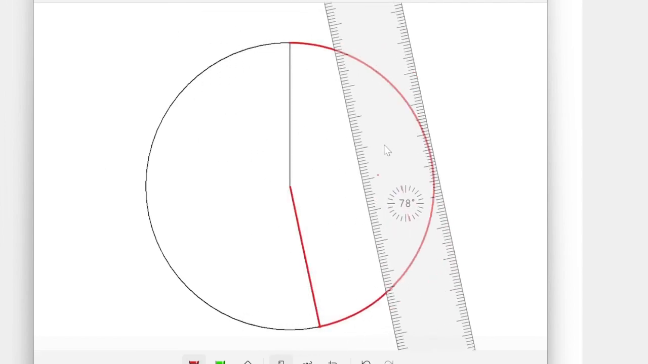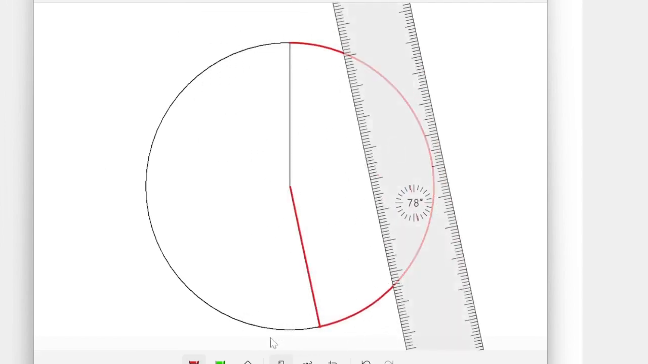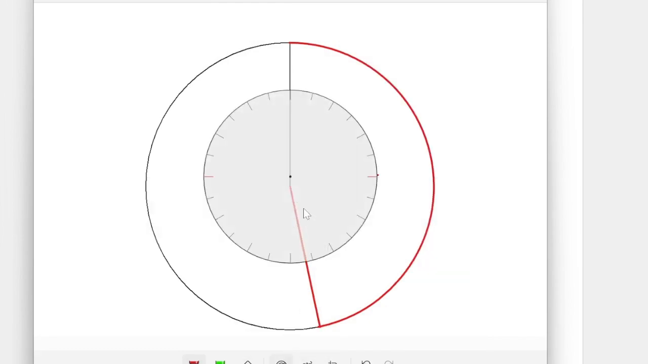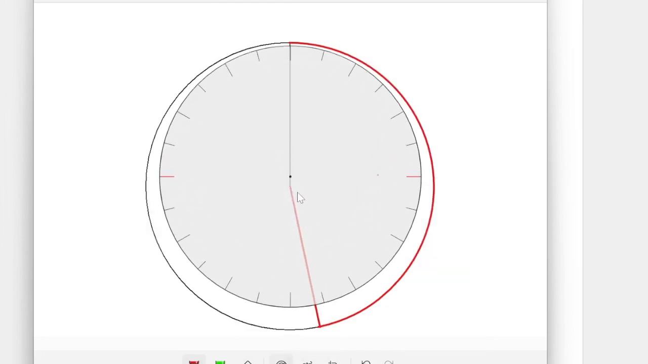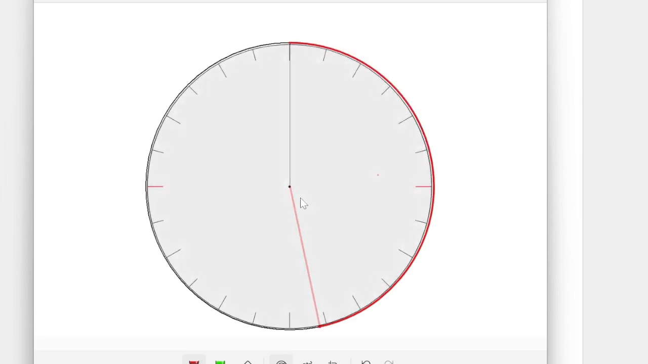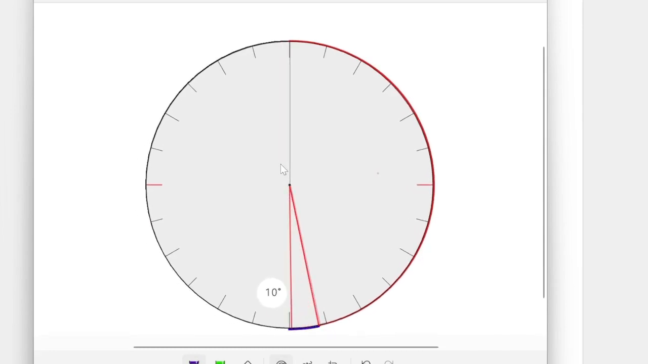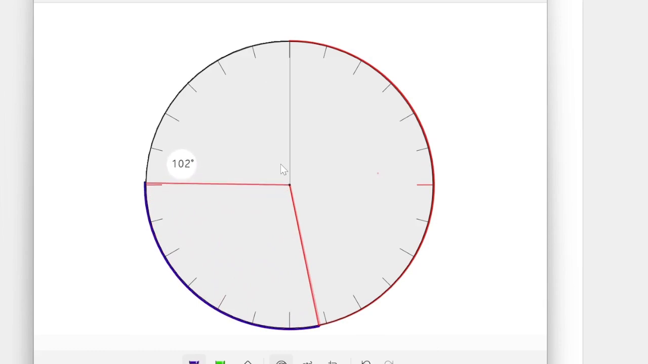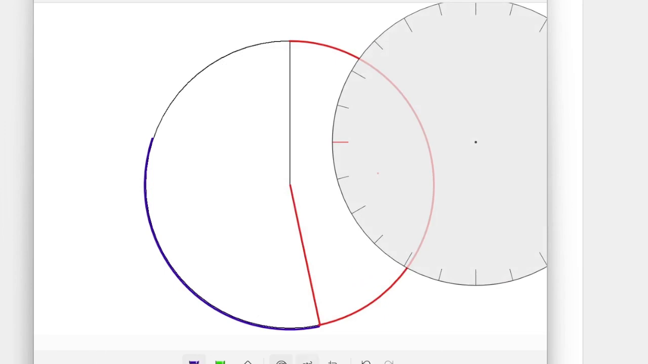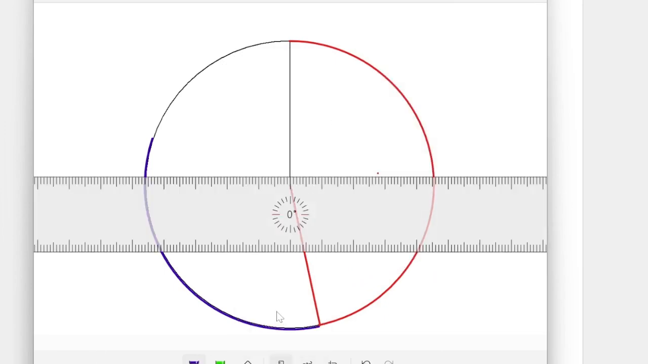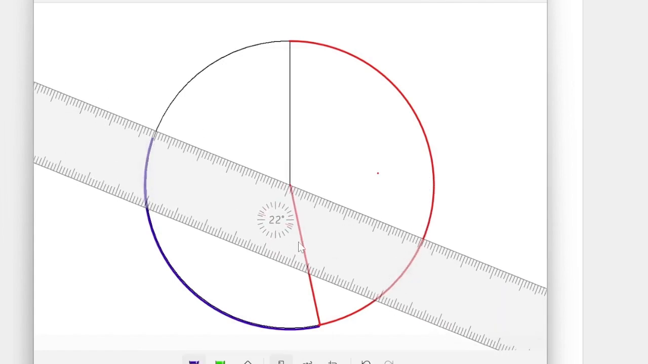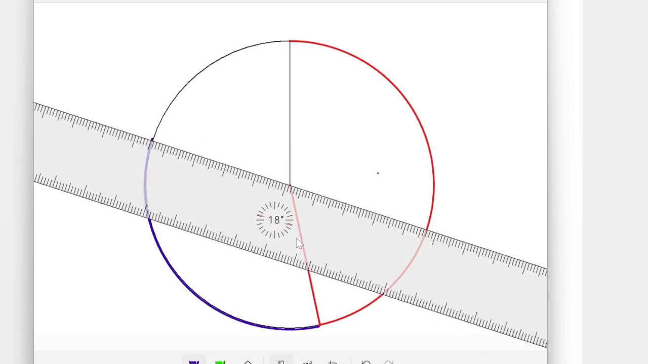My next section then, I need to measure 120 degrees, so I'll go back to my protractor. Will it stay the same size now? Got to make my protractor bigger again. Okay, and I want to do 120 degrees, so let's change pen color. So again, same process, place my ruler and I draw a straight line through the center of the circle and crossing my line. There we go.